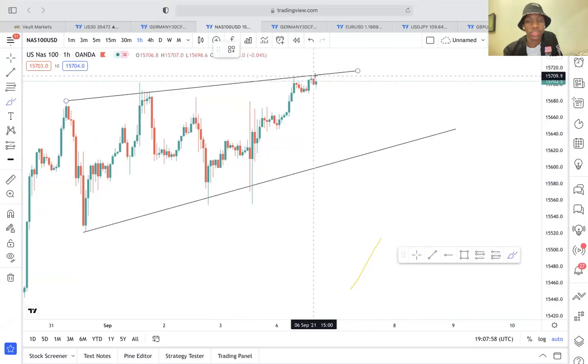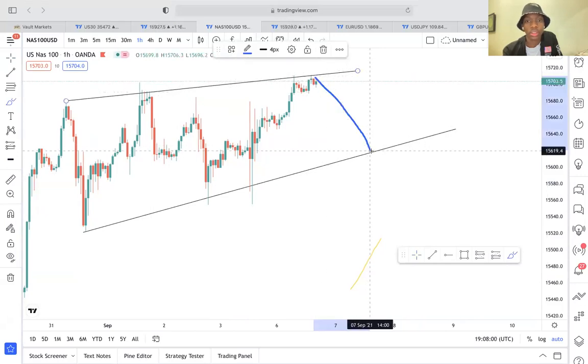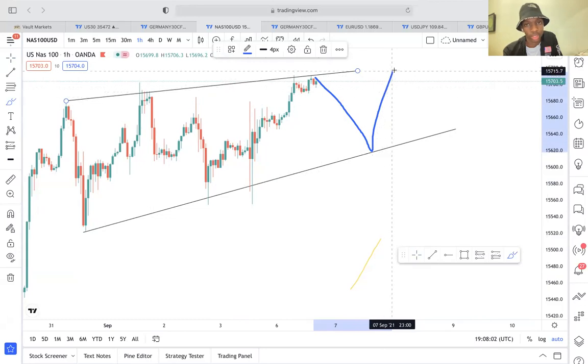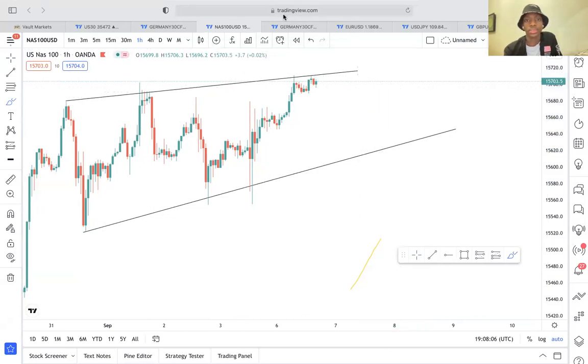So overall movement this week, NASDAQ should be selling down to this trend line, then possibly look for buys. So that's my NASDAQ analysis, guys.